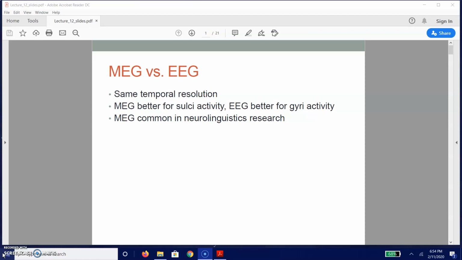Oftentimes, we will actually find that MEG is really common in neurolinguistics, and that's because the inferior frontal sulcus and the superior temporal sulcus, Broca's area and Wernicke's area, are both really important for language.